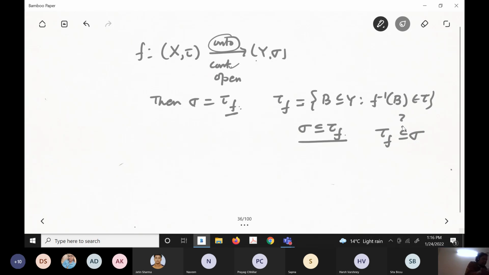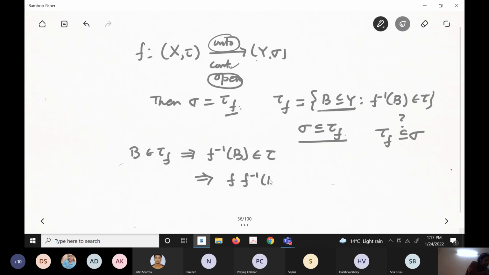Got it? Well, take this. Look, now we'll see why. Take V belongs to tau F. V belongs to tau F implies F inverse V belongs to tau. Now F, it is given open, implies F of F inverse V belongs to sigma, since F is an open map.